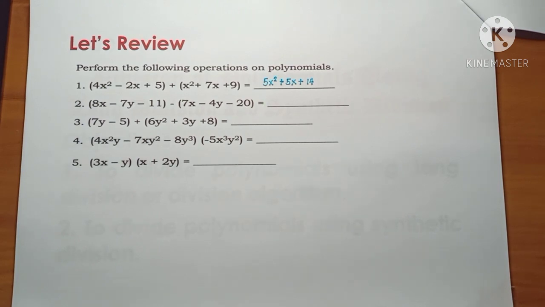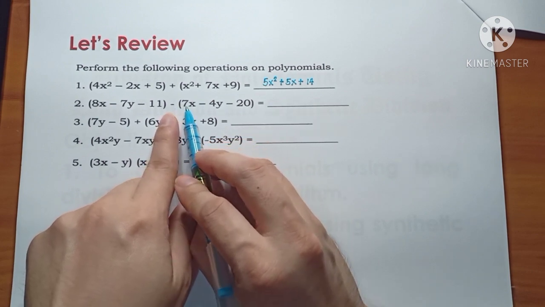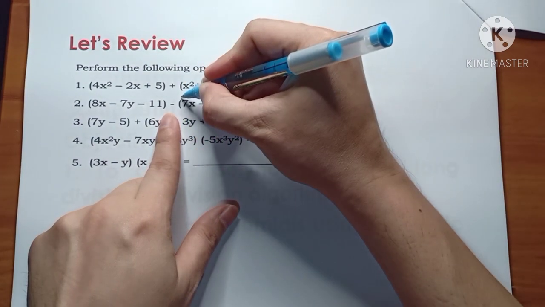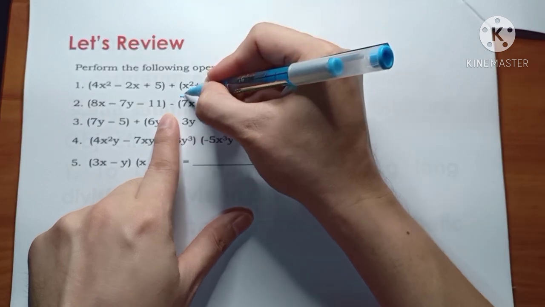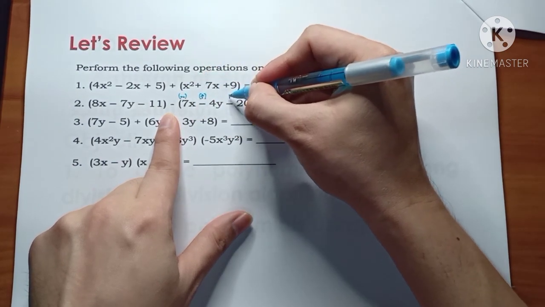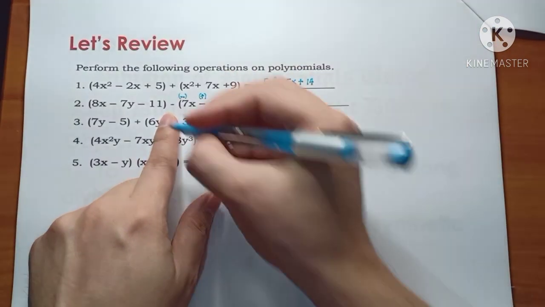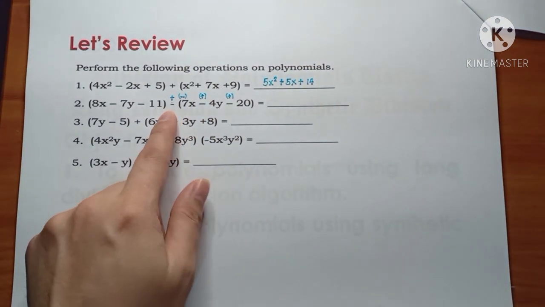How about number 2? So, sa number 2 naman is we have to subtract. So, pag nag-subtract naman tayo ng polynomial, take note of this one. Lahat ng signs ng ating subtrahend ay mag-change. So, ito ay magiging negative. Ito ay magiging positive. At ito ay magiging positive. So, mag-change lahat ng kanyang sign. And then, proceed to addition. So, plus na siya. Hindi na siya subtraction.